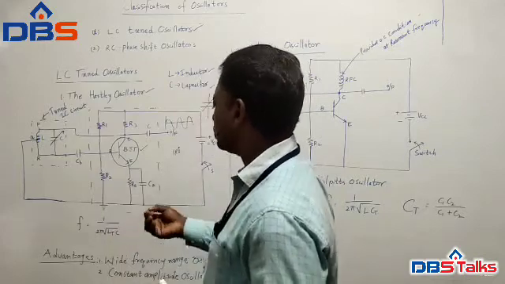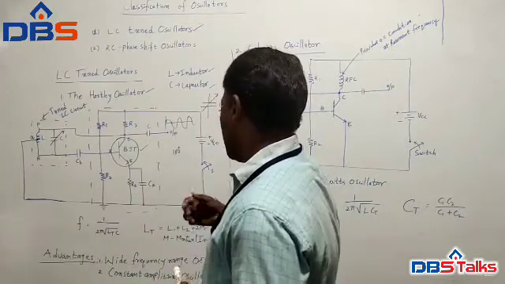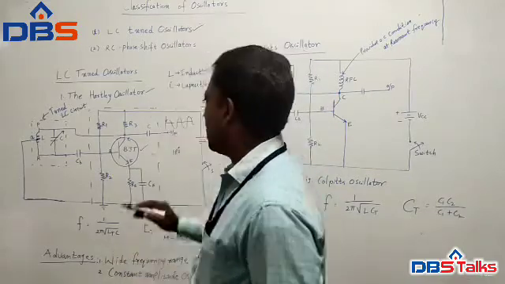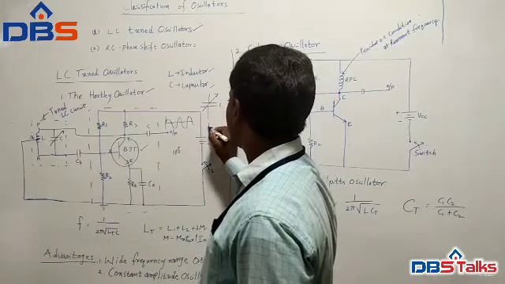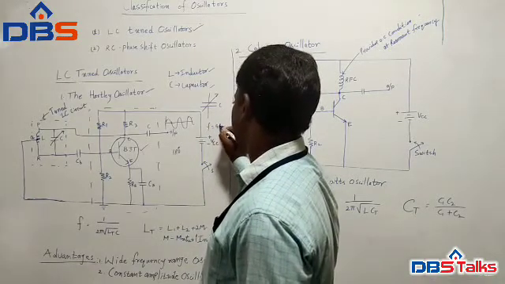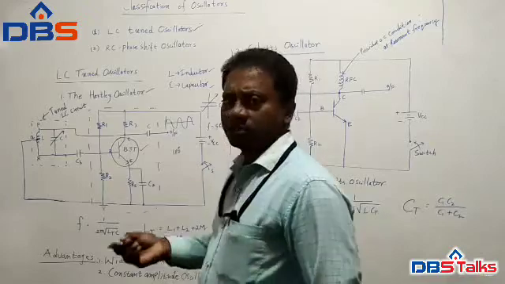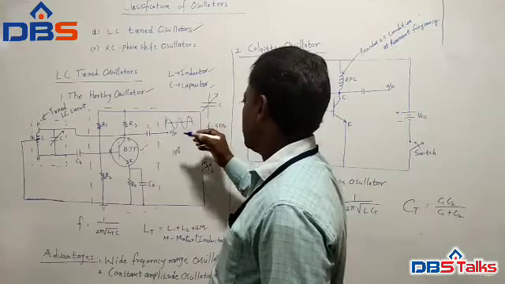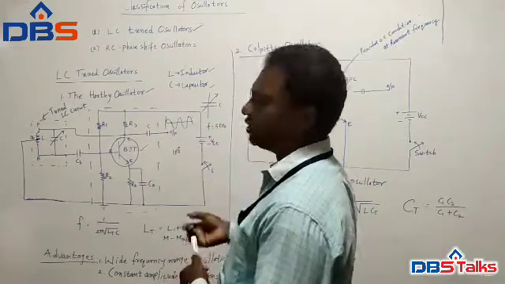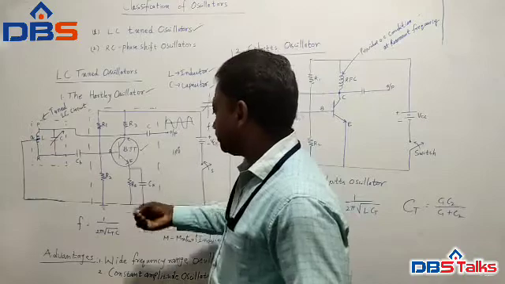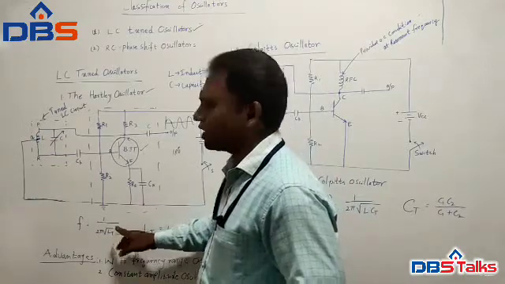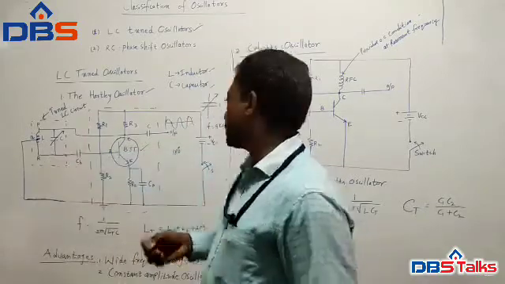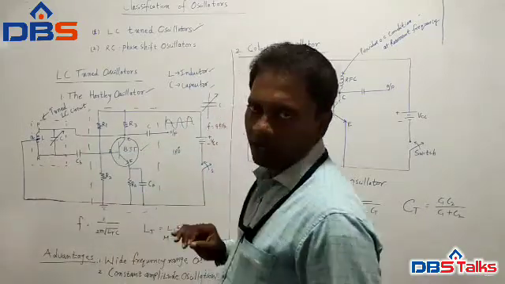LT is the equivalent total inductance value. Suppose, for a particular value of LT and C, I get a 5 kilohertz signal. Frequency is measured in kilohertz. If I want to change the design to get a 10 kilohertz signal, then this C value can be changed, because it is a variable capacitor. By varying the C value, you can change the frequency of oscillations.